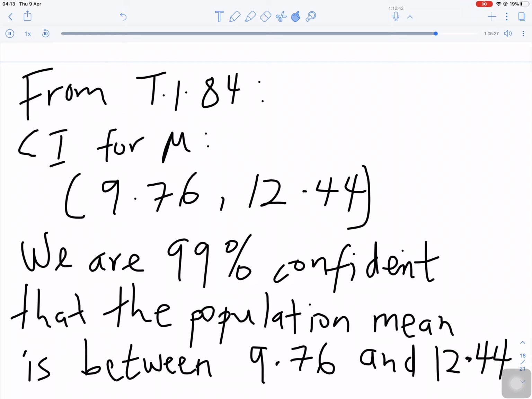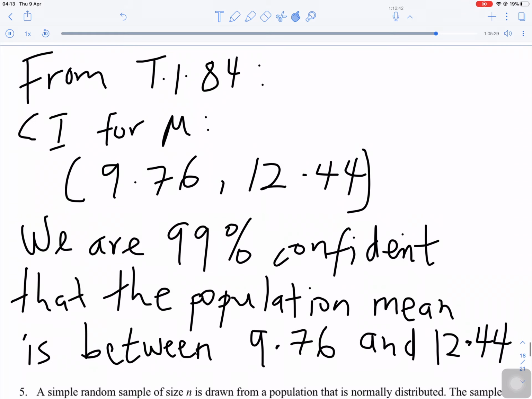Now, one other thing we need to know is how to interpret our results. We've seen this in 9.1. So in this section, how do we interpret it? The rule is we are 99% confident that the population mean is between the lower bound 9.76 and the upper bound 12.44. So we are 99% confident that the population mean is between 9.76 and 12.44.